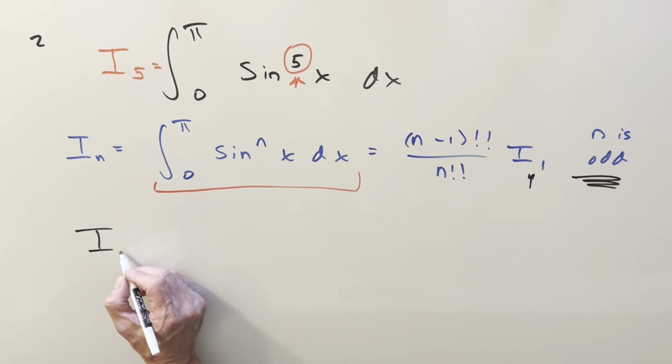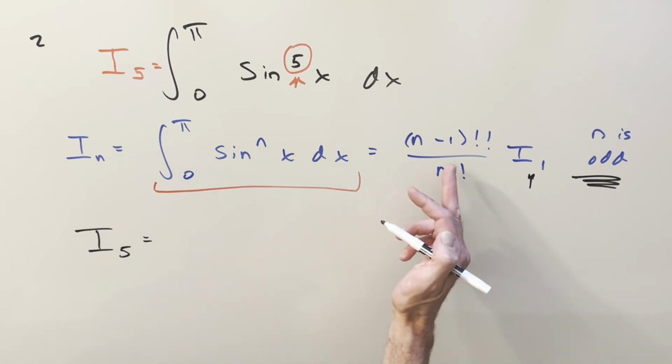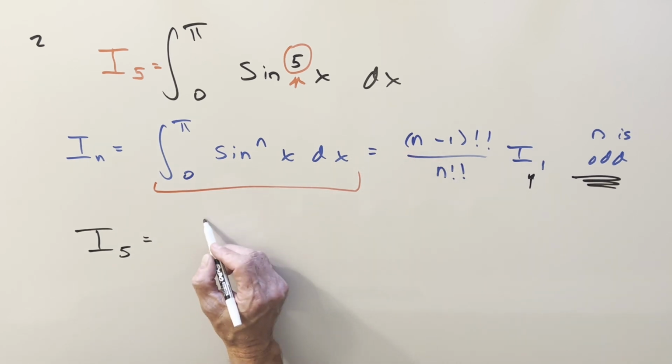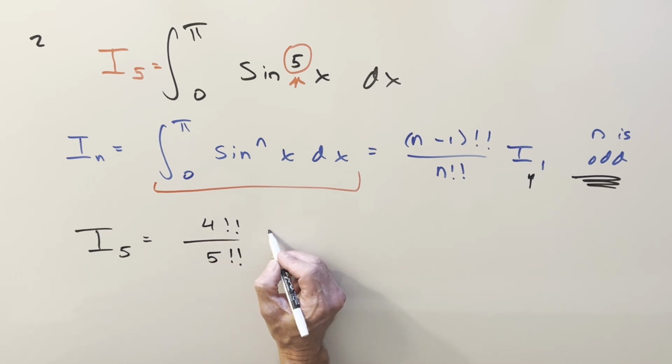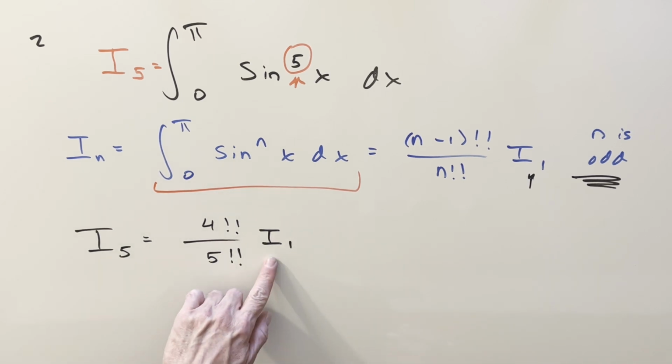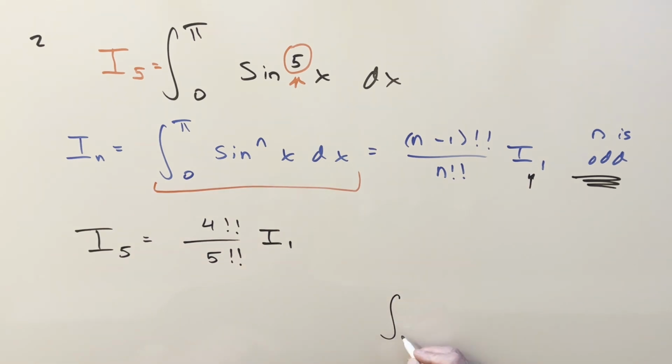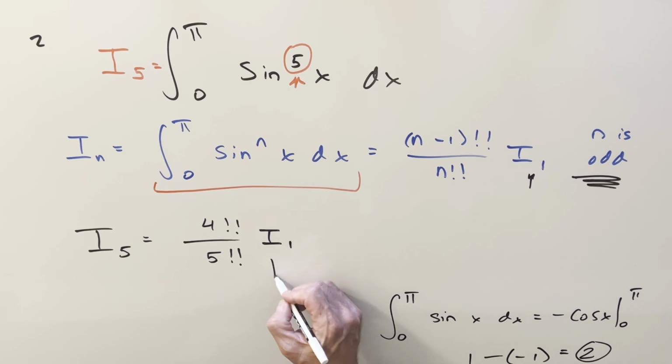So for I sub 5, we can just plug into this and we can get 5 minus 1 or 4 double factorial over 5 double factorial times I sub 1. But now for I sub 1, that's just going to be this same integral when the exponent is 1, which is just sine of x. So that one, you can just really quickly do in your head. But doing it out, what you get is minus cosine x from 0 to pi. So then just evaluating this, at pi it's minus 1, so we get 1 minus 1 equals 2. So that's going to be our I1 value.